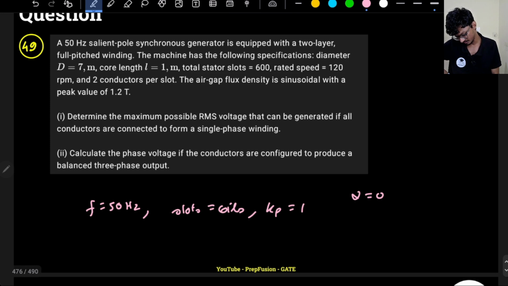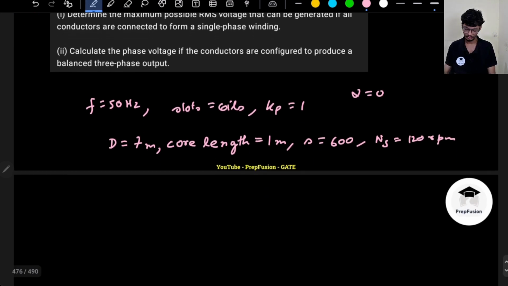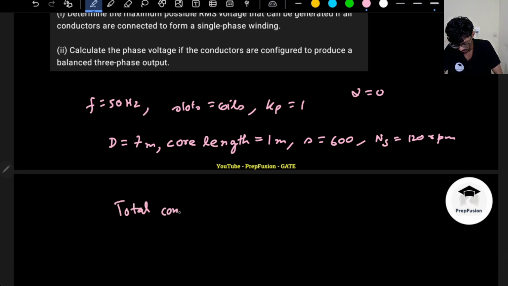The machine has the following specification: diameter of the core is 7 meter, the core length equals 1 meter. Total stator slots S equals 600, and rated speed Ns equals 120 rpm, and 2 conductors per slot. So what is the total number of conductors? Total conductors will be 2 conductors per slot. So I have total 600 slots, so I will have 1200 conductors.